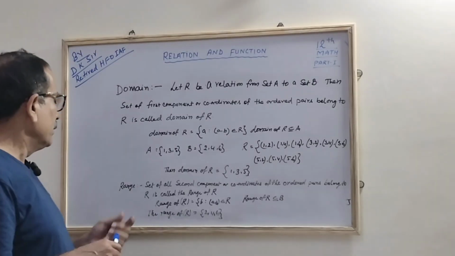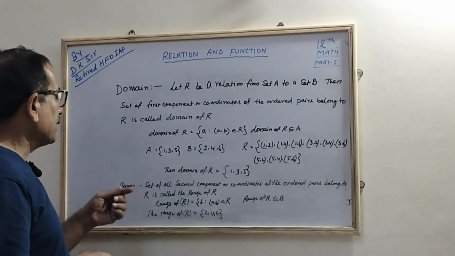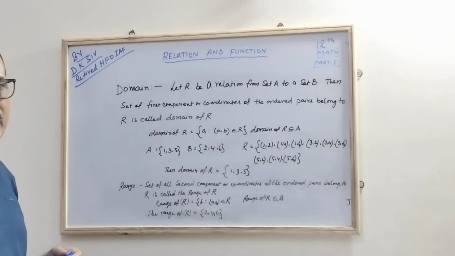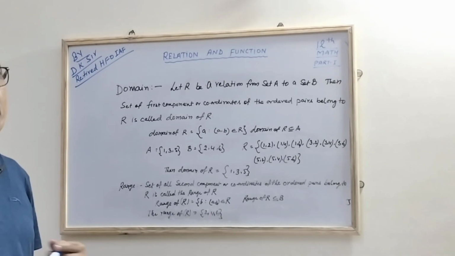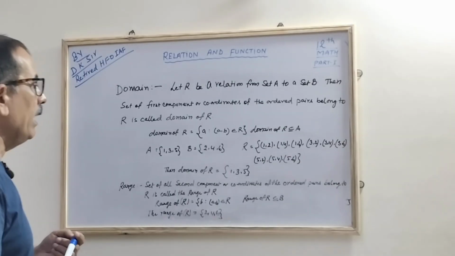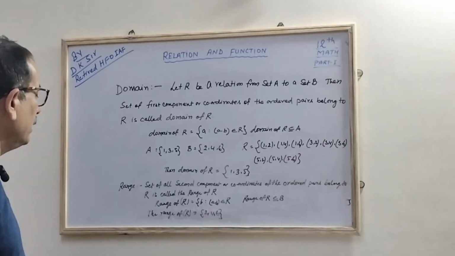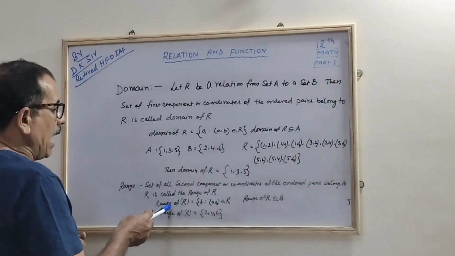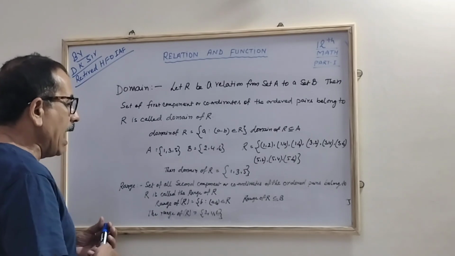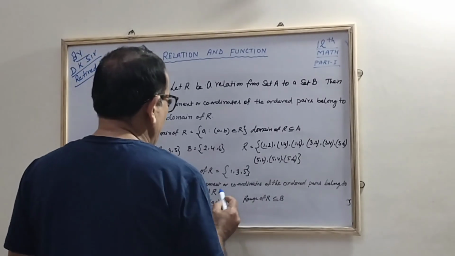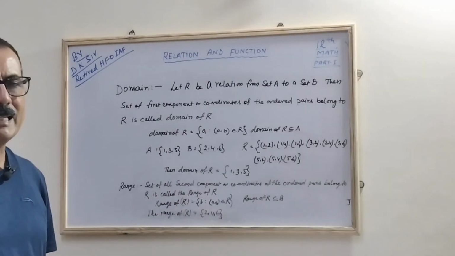Correct? The next term we are using is the range. What is range? The set of all the second components or the coordinates of the ordered pairs belonging to R is called the range of R. That can be written like this, where a, b are the elements of R. Correct? The range of R will be a subset of the set B.